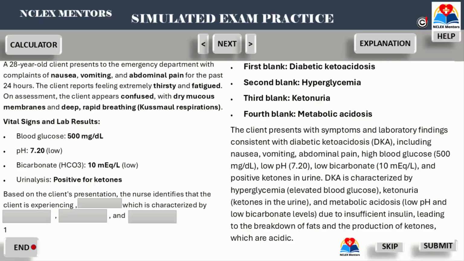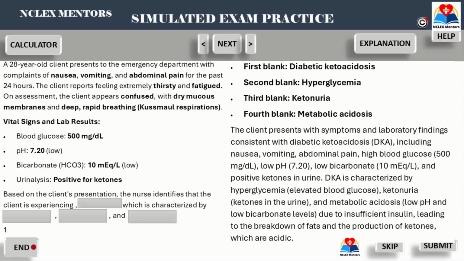But what's happening inside the body? DKA occurs when the body doesn't have enough insulin. Without insulin, glucose can't enter the cells, and since cells aren't getting the energy they need, the body starts breaking down fat for fuel. Now here's the problem. When fat breaks down, it releases ketones. And ketones, they're acidic. As ketones build up in the blood, the pH drops, making the blood more acidic. Meanwhile, the body tries to fix this by breathing faster. Those deep, rapid, Kussmaul respirations are the body's way of blowing off acid, carbon dioxide, to restore balance.